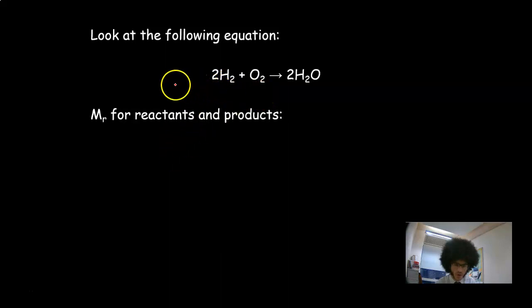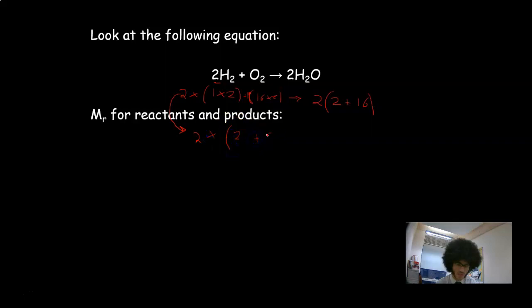So to work out the MR, it would be 2 times 1 times 2, because I'm also including the coefficient, plus 16 times 2. And that would make 2 lots of hydrogen, like 2 lots of 1 is 2, let's make a shortcut there, plus 16, all right? Now, if I simplify that down, that would be 2 times 2 add 32, and that would be the same as 2 lots of 18.